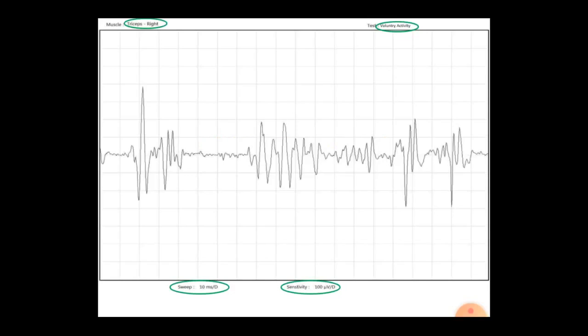Now in case of myogenic lesion, let us see this voluntary activity. So here you can see it is recorded from right tricep, okay, with a sweep speed of 10 millisecond per division, means 1 centimeter horizontally is equal to 10 millisecond, and sensitivity or gain is 100 microvolt per division, means vertically 1 centimeter is equal to 100 microvolt.